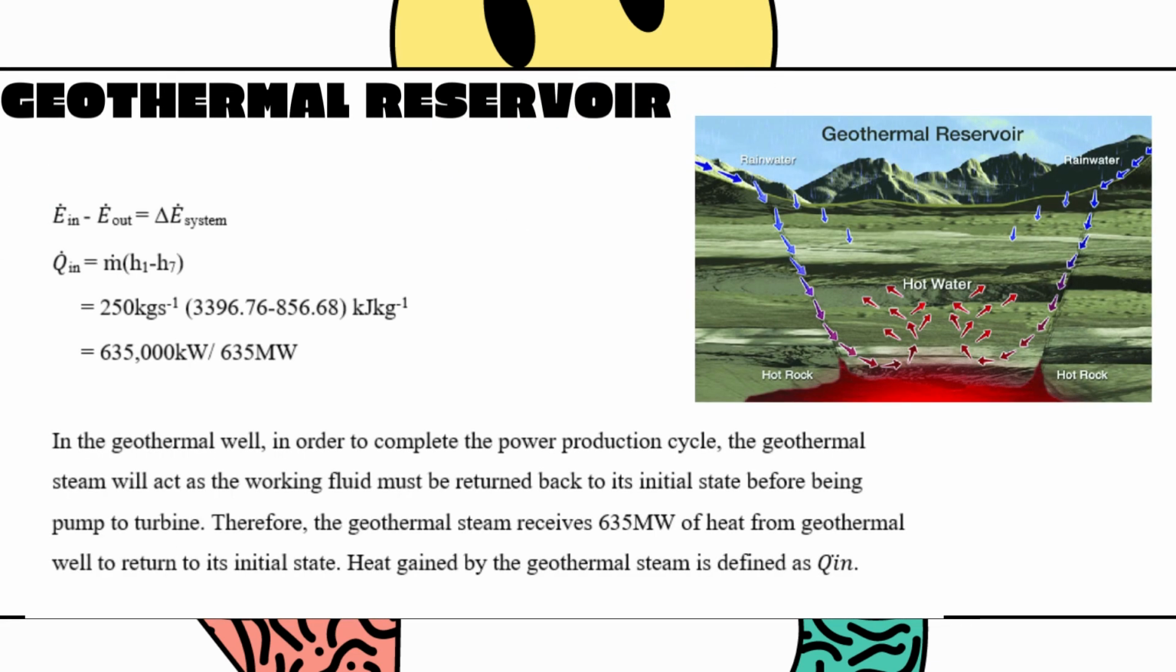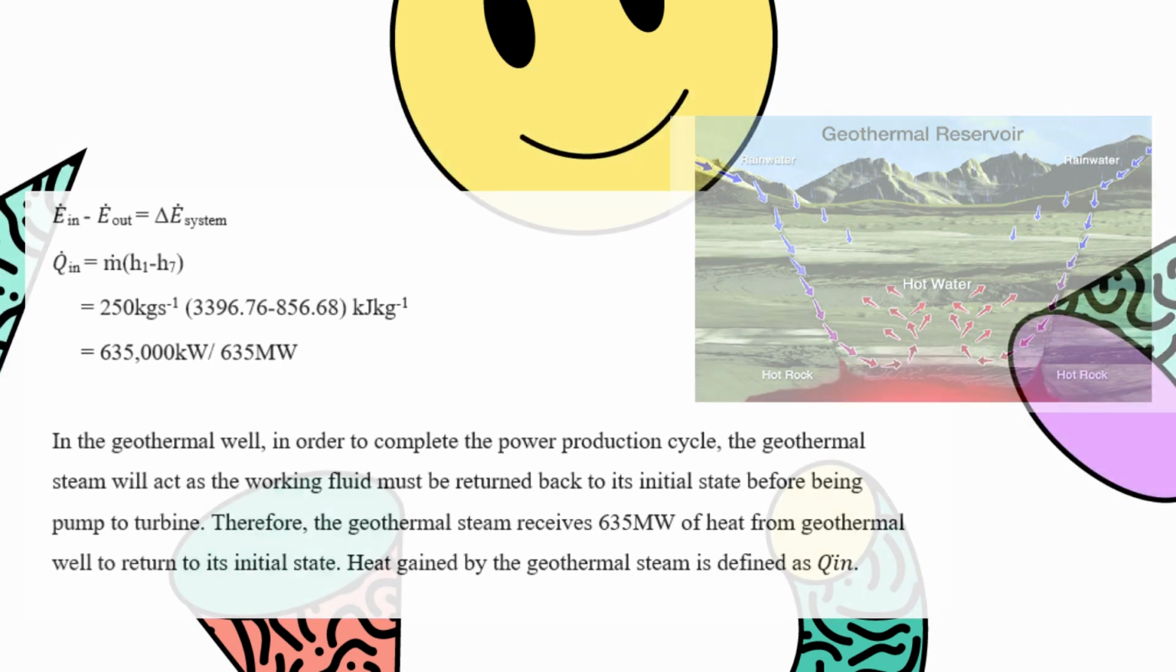In the geothermal well, in order to complete the power production cycle, the geothermal steam, which acts as the working fluid, must be returned back to its initial state before being pumped to the turbine once again. Therefore, the geothermal steam receives 635 megawatts of heat from the geothermal well from the energy balance equation as stated above to return to its initial state. Heat gained by the geothermal steam is defined as Qin.